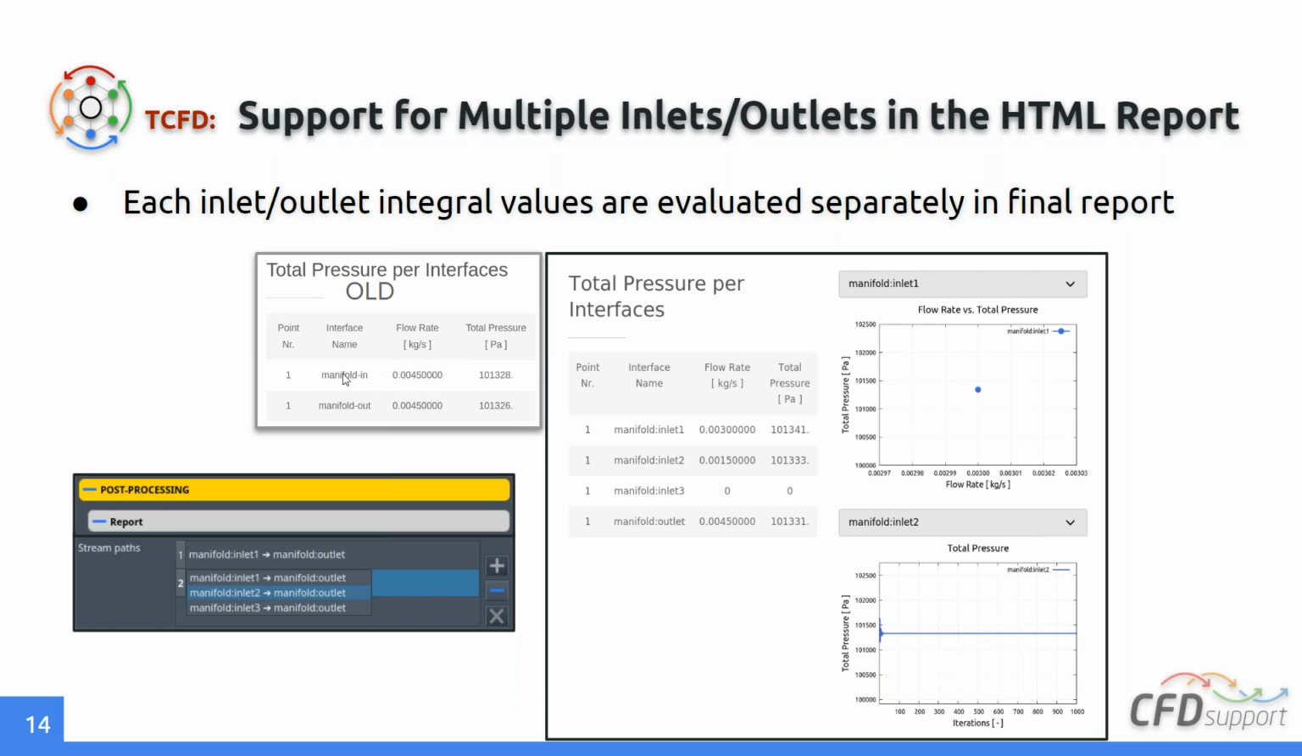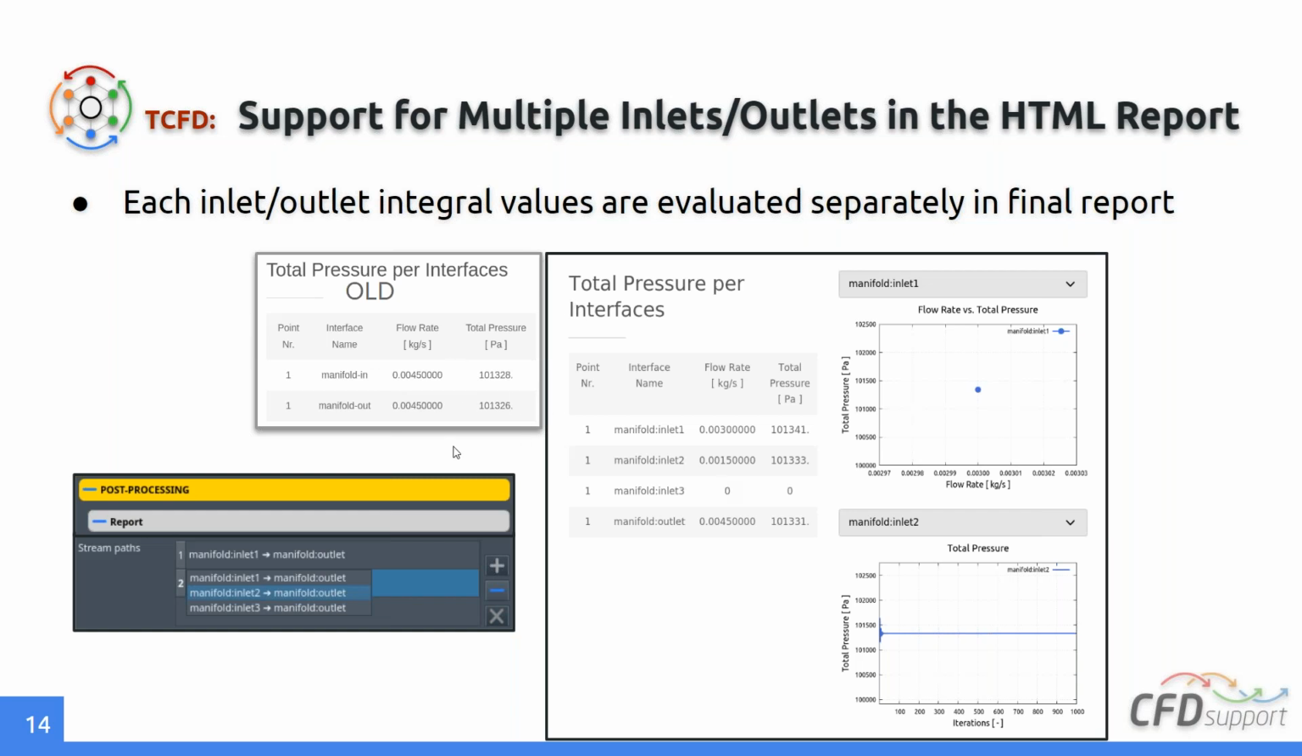So typically you would see just two values, what is happening at the inlet and what is happening at the outlet. With the new version, if your geometry has, for example, 3 inlets, then you will see all the values per inlet or per outlet. So you will see really more of the information you need to see, for example, the flow rates, pressures, velocities at each inlet.